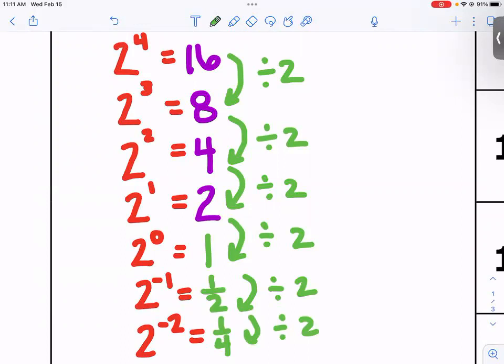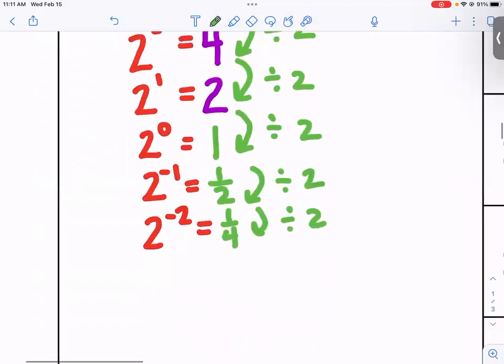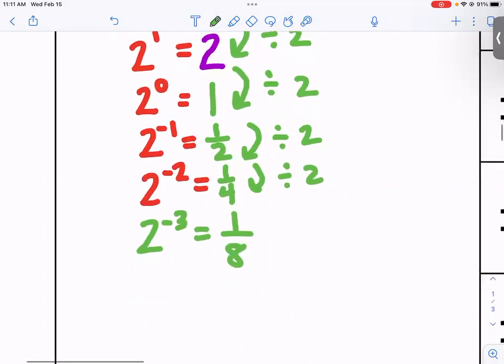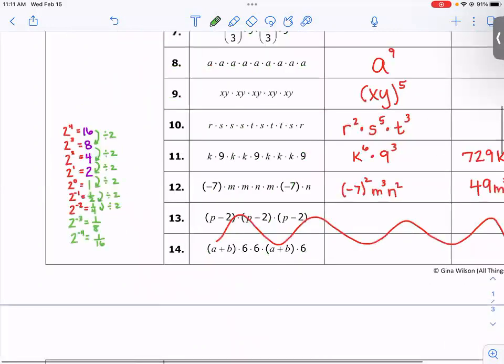2 to the negative 1 is 1 over 2. 2 to the negative second is 1 over 4. I'll even do this for you. 2 to the negative third is 1 over 8. Oh, so it's on the bottom, it's the same at the top. So what's 2 to the negative fourth? 1 over 16. I'm excited. Like, this is so great.